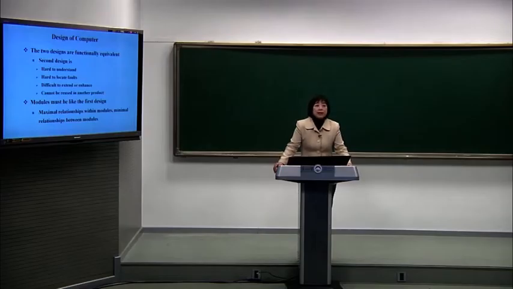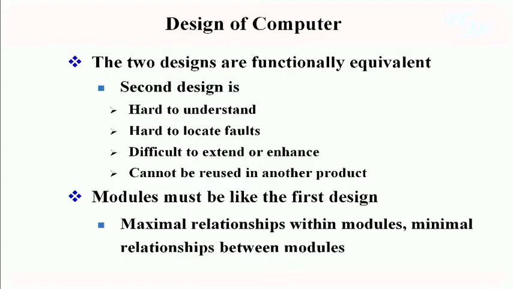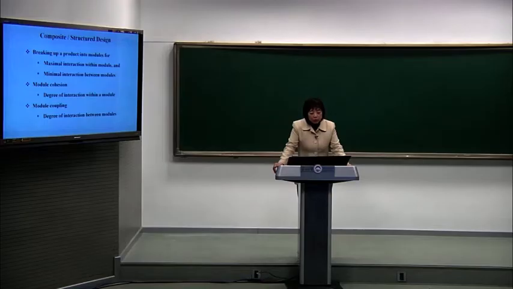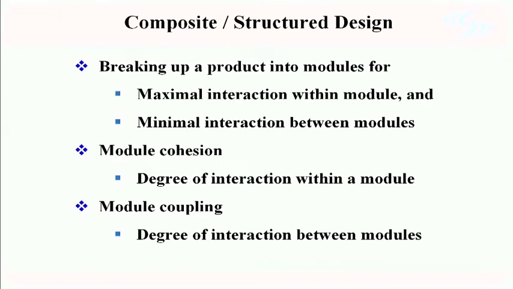Even though these 2 designs are functionally equivalent, of course the second design is hard to understand, hard to locate faults, and difficult to extend or enhance. And surely it cannot be reused in another product. So from this example, we understand that modules must be like the first design. That means maximum relationships within modules and minimal relationships between modules. Usually, we break up a product into modules for maximal interaction within a module and minimal interaction between modules.